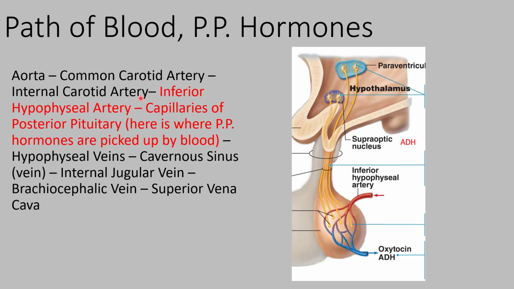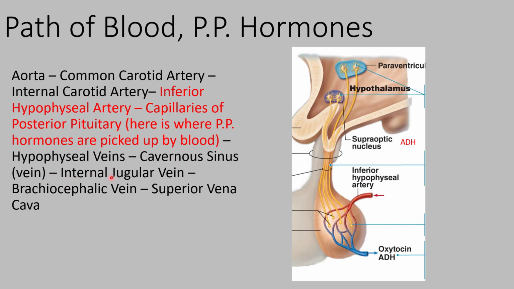One of the branches that comes off of the internal carotid artery is called the inferior hypophyseal artery. That then takes us through this capillary bed that surrounds the posterior pituitary. This is where those hormones, ADH or oxytocin, move into the bloodstream. Once that blood picks up either ADH or oxytocin, it leaves the posterior pituitary through the hypophyseal veins. It enters a larger vessel called the cavernous sinus. That is a vein.